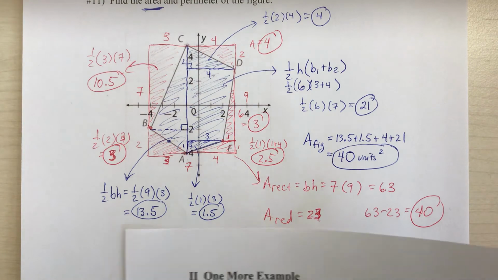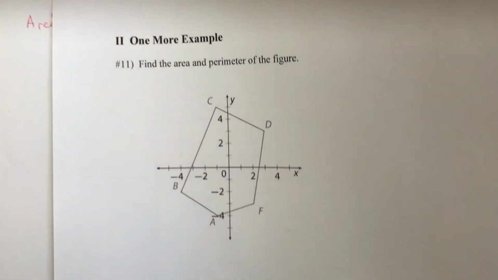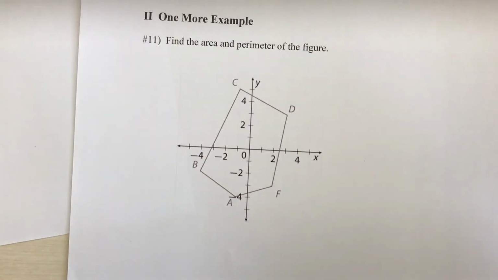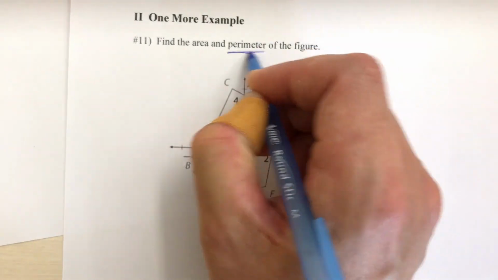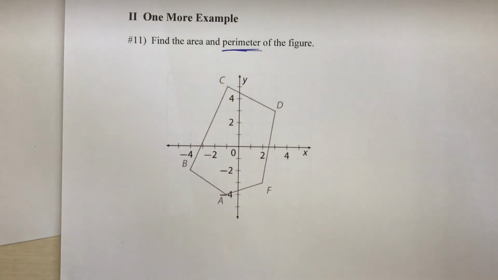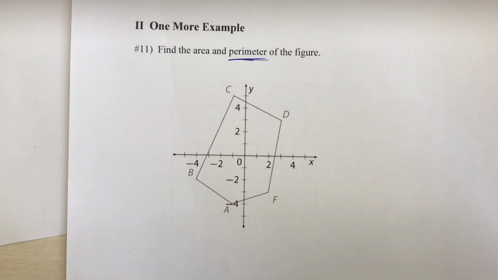Now, because I drew so much on there, I've got it again. Now we want to find the perimeter. That is the distance around. Okay, now again, there's a couple of ways that we can calculate perimeter.